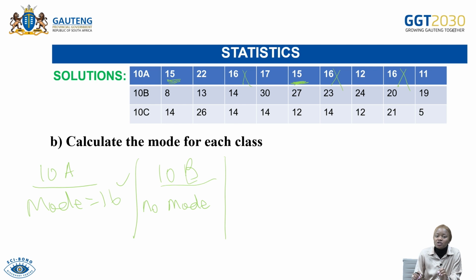Please don't create your own mode. You only write a mode if it exists. If it doesn't exist, then it means you don't have it. And then let's move to 10C.